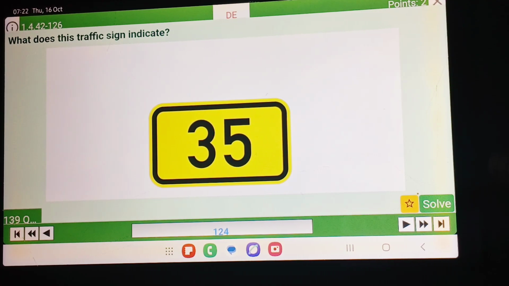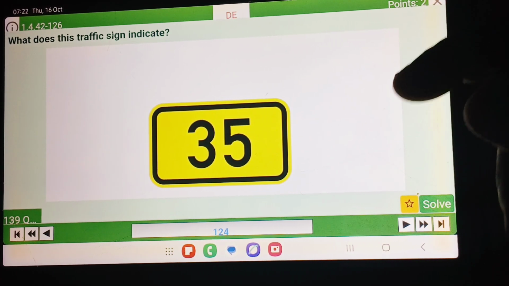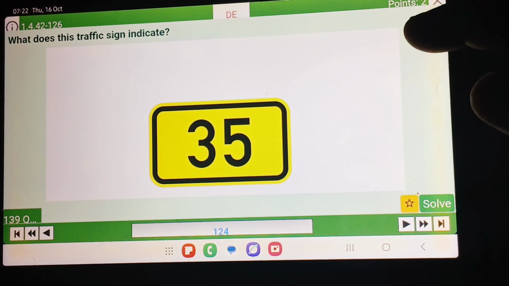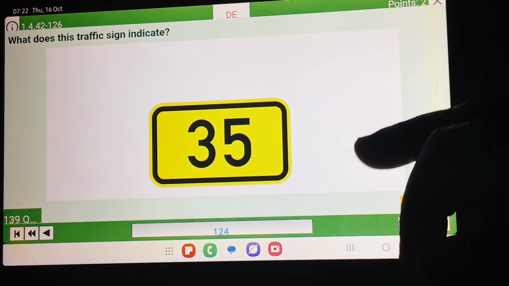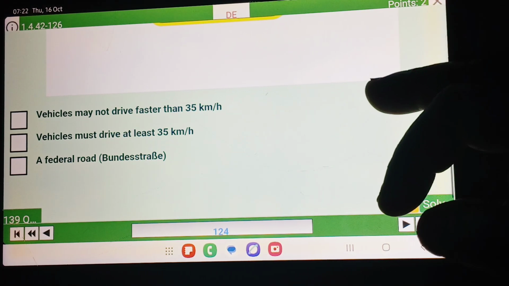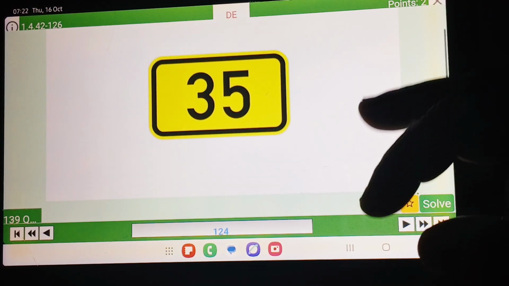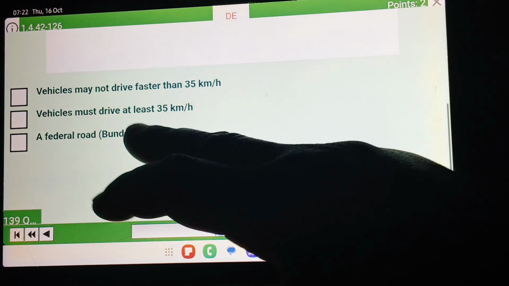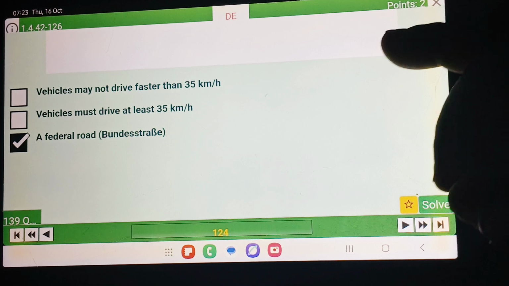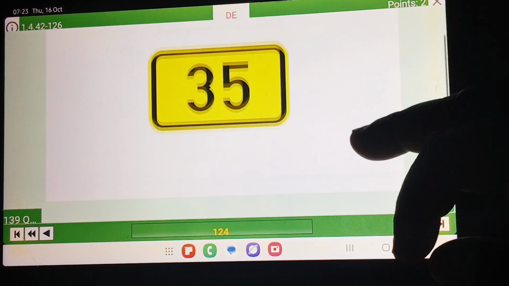What does this traffic sign indicate? When you see this sign with a yellow color like this, it means a federal road. Do you know what a federal road is? Yes, a Bundesstraße. That's what it means. A federal road.